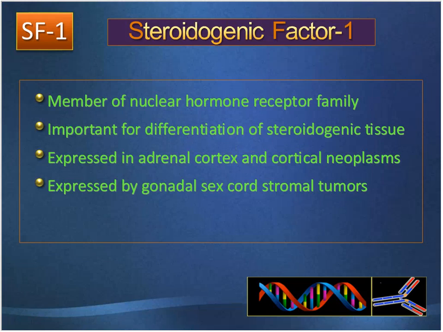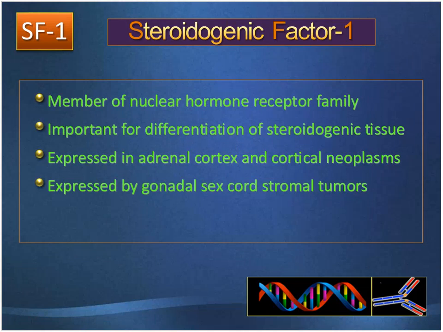The next protein is SF-1, steroidogenic factor 1. This is a member of the nuclear hormone receptor family, just like the others that we know, like ER, HER2, etc. Important for differentiation of steroidogenic tissues, and is expressed, as you expect, in adrenal cortex and adrenocortical neoplasms.